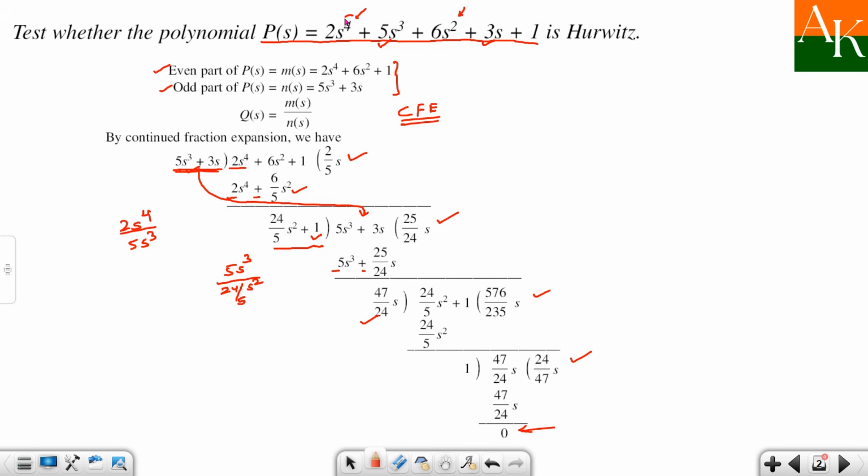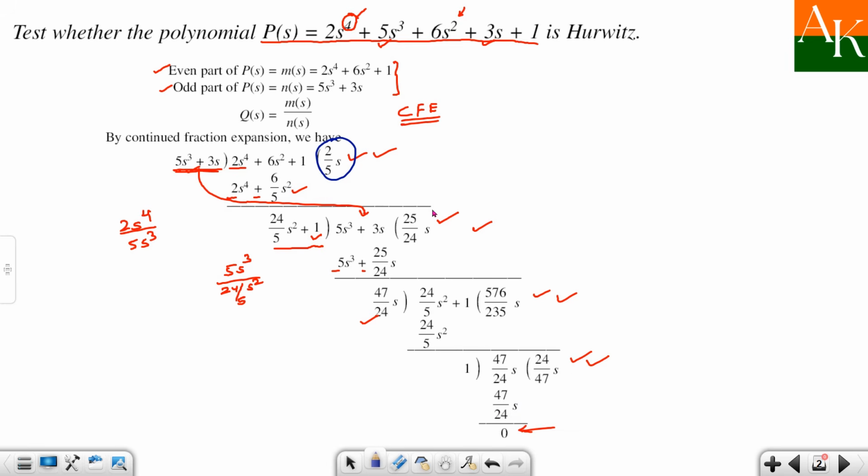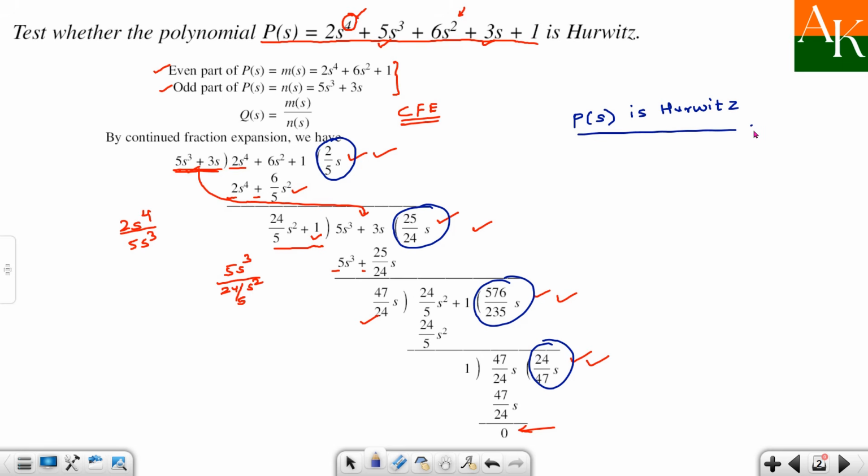Now check the order. The highest order was 4 and there are 4 quotients, no problem, and all these 4 quotients are positive. Hence the comment goes like this, that the given polynomial is Hurwitz. If any one quotient becomes negative, then the polynomial is not Hurwitz.